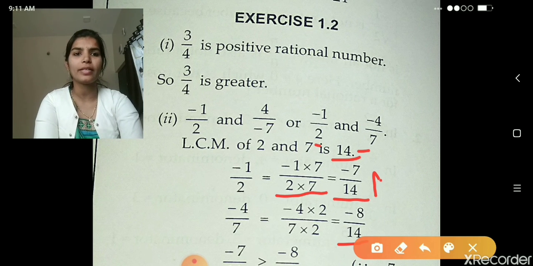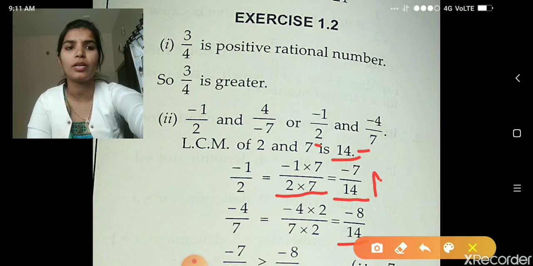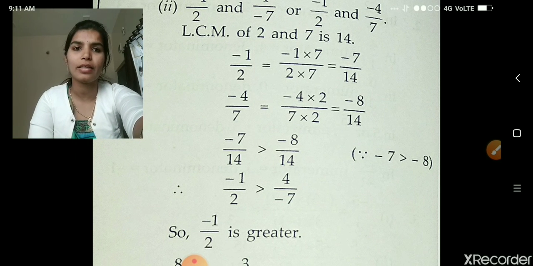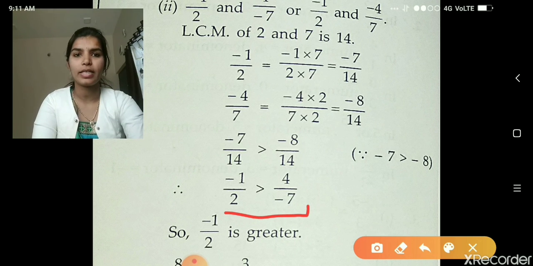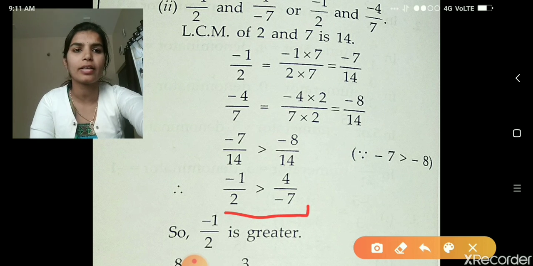Then we compare these two rational numbers, minus 7 upon 14 and minus 8 upon 14. In these two rational numbers, we know that among negative numbers, minus 7 is greater than minus 8. So therefore minus 1 by 2 is greater than 4 upon minus 7. Understand? In comparison, I told you that you have to find the LCM of the denominators, and whatever your LCM is, you make your denominator that number. Okay, then we will see our next example.